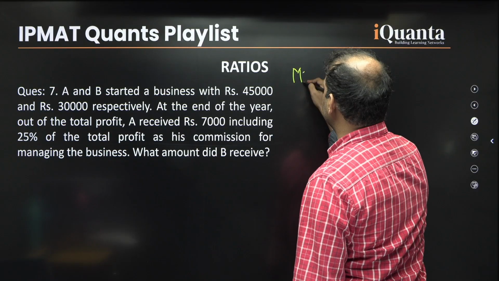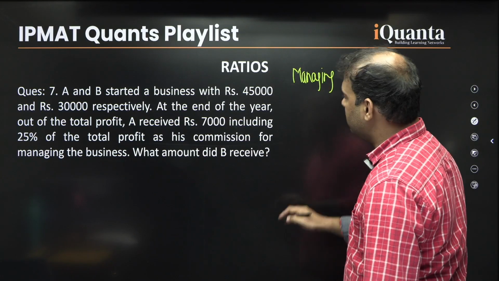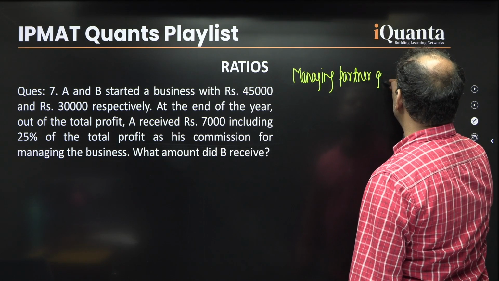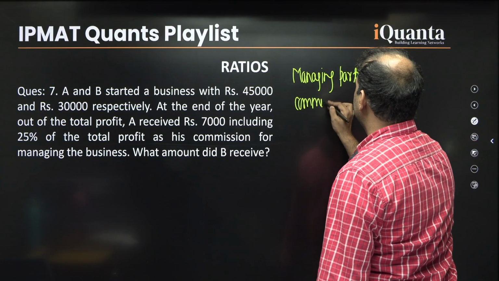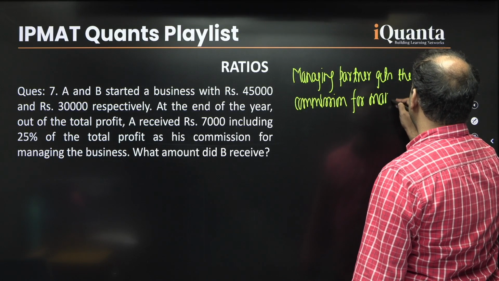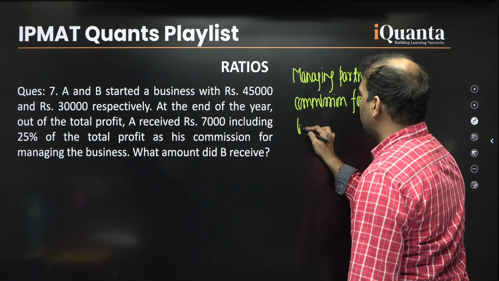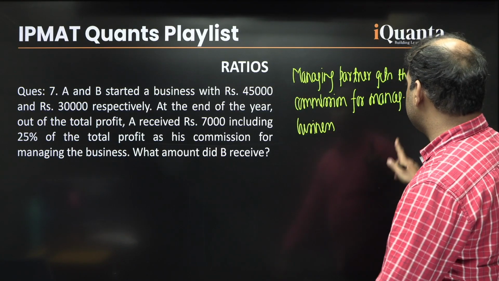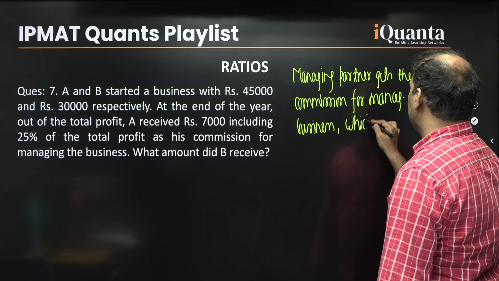Whoever is the managing partner, right, he gets some extra money for managing the business. Okay, so we can say managing partner gets a commission for managing the business. All right, for managing the business, simple. And guys, whatever commission he gets, we give it to him in the beginning, okay? I'm telling you with respect to solving the question. Okay, managing partner gets the commission, which is given in the beginning.